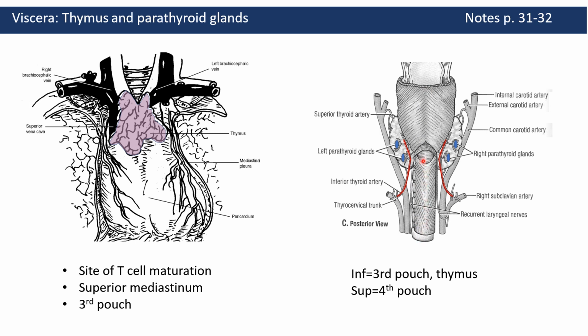Here is the esophagus. This is a posterior to anterior view. So here's your esophagus and the inferior pharyngeal constrictor here. The blood supply to the parathyroid glands is through the right and left inferior thyroid arteries, again, branches of the thyrocervical trunk.